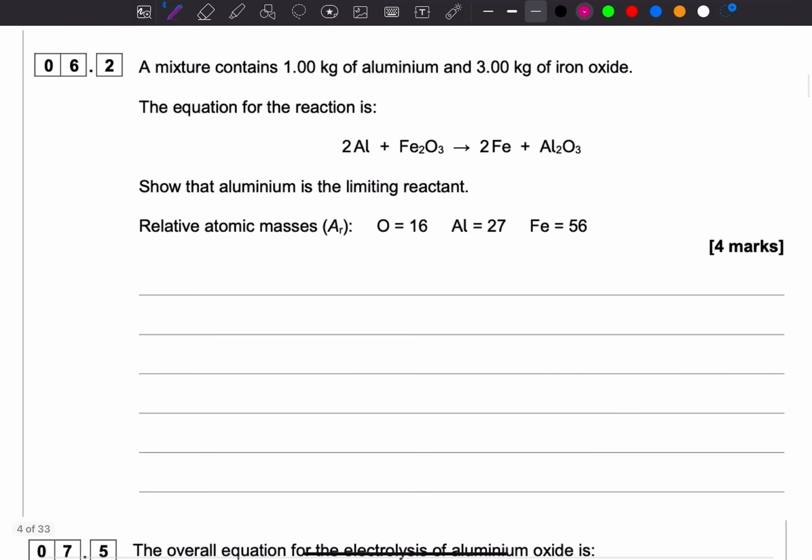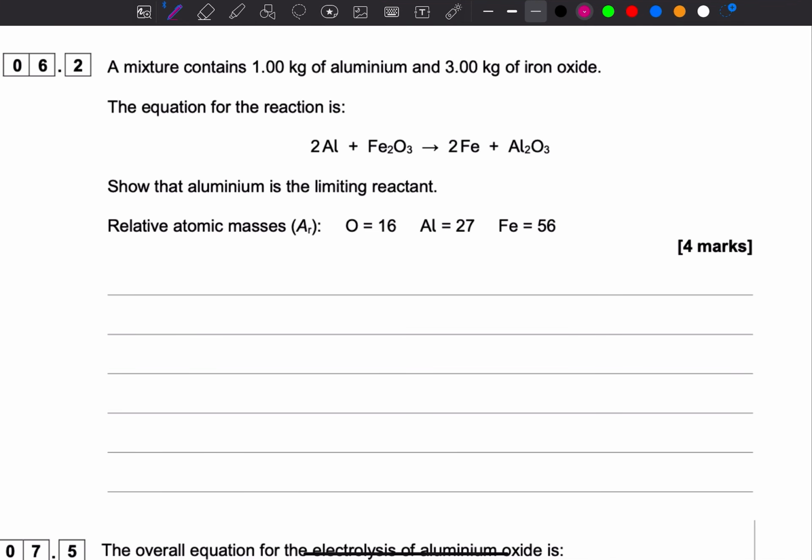Next one. Show that aluminium is the limiting reactant. Okay, so whenever I get a question, I always say, oh, the second one, I don't know what it is. So I'm going to say this is given to me, which is 1 kg of aluminium. Where is aluminium? There you go. And what would I like to find out? Iron oxide. I don't know how much is iron oxide. This is iron oxide, yeah.